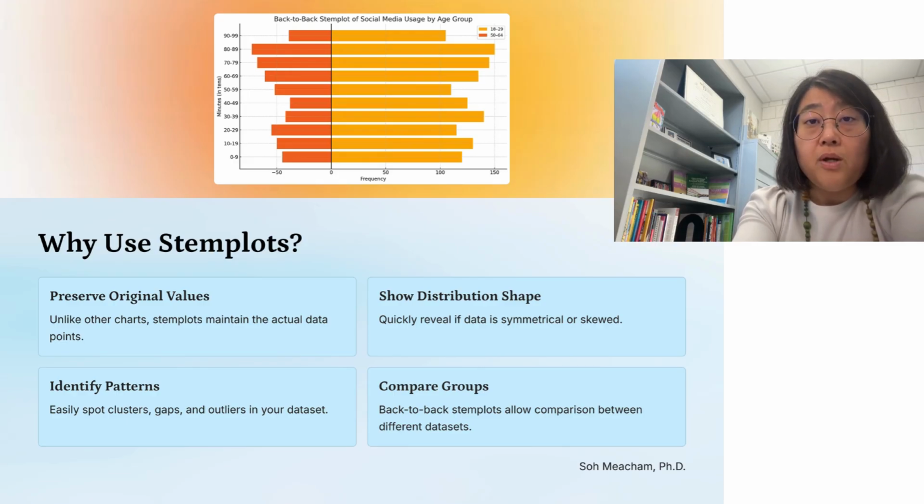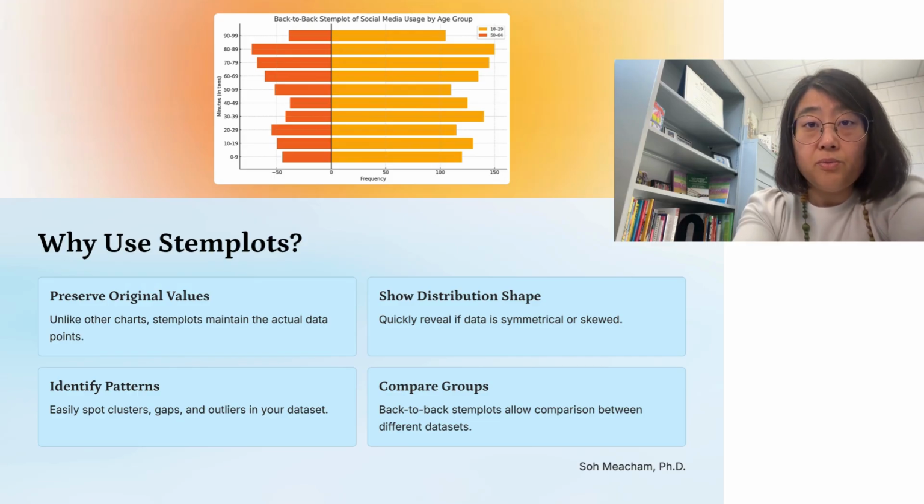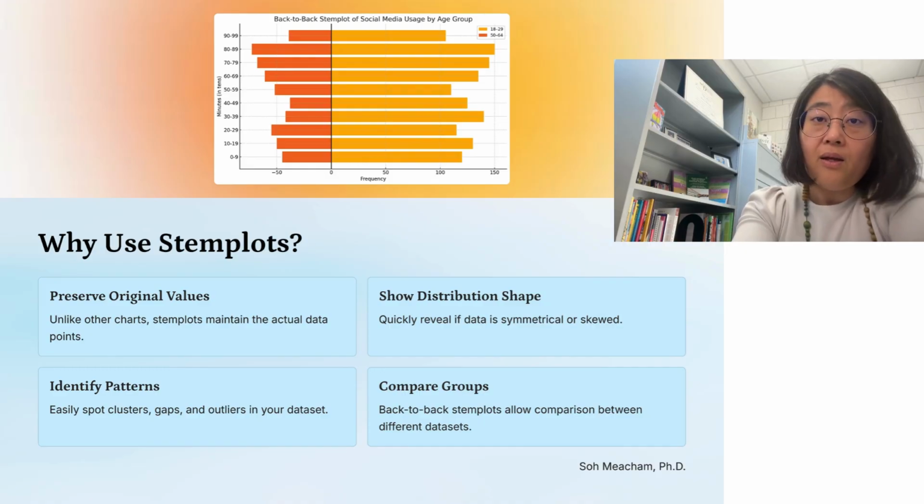But there's more. Suppose we're comparing two data sets, say the number of minutes people spend on social media per day in two different age groups, 18 to 29-year-olds and 50 to 64-year-olds. If we construct a back-to-back stem plot, we can place one group's leaves on the left and the other on the right. This lets us visually compare usage patterns. We might see that the younger group clusters around 120 minutes per day, while the older group tends to hover around 45. Again, this kind of insight is hard to extract from spreadsheets alone.